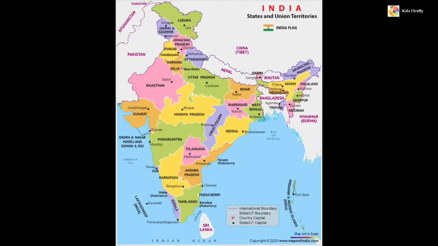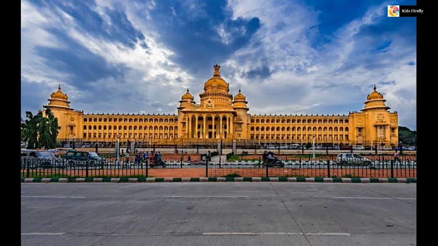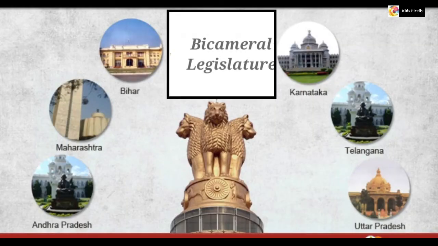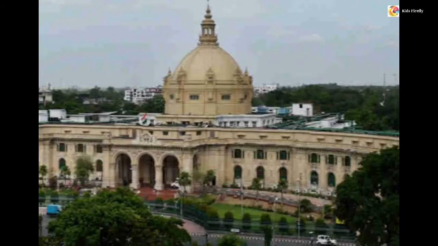In India, most state legislatures only have a single house and are said to be unicameral. But there are some states such as Andhra Pradesh, Bihar, Karnataka, Maharashtra, and Telangana which have two houses. The lower house is called the Vidhan Sabha, while the upper house is called the Vidhan Parishad. Such states which have two houses are said to have a bicameral legislature. The members of Vidhan Parishad are not elected directly by the people.